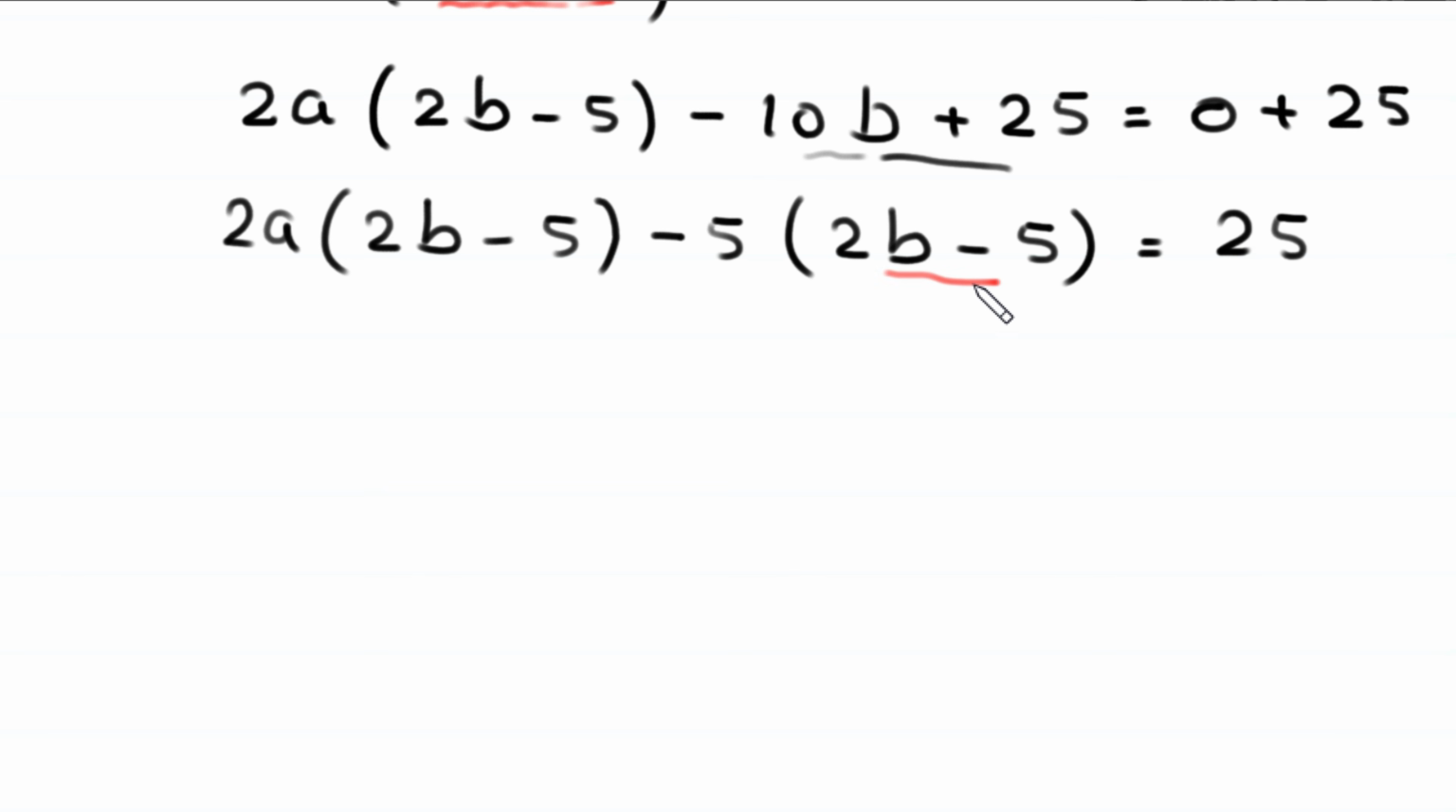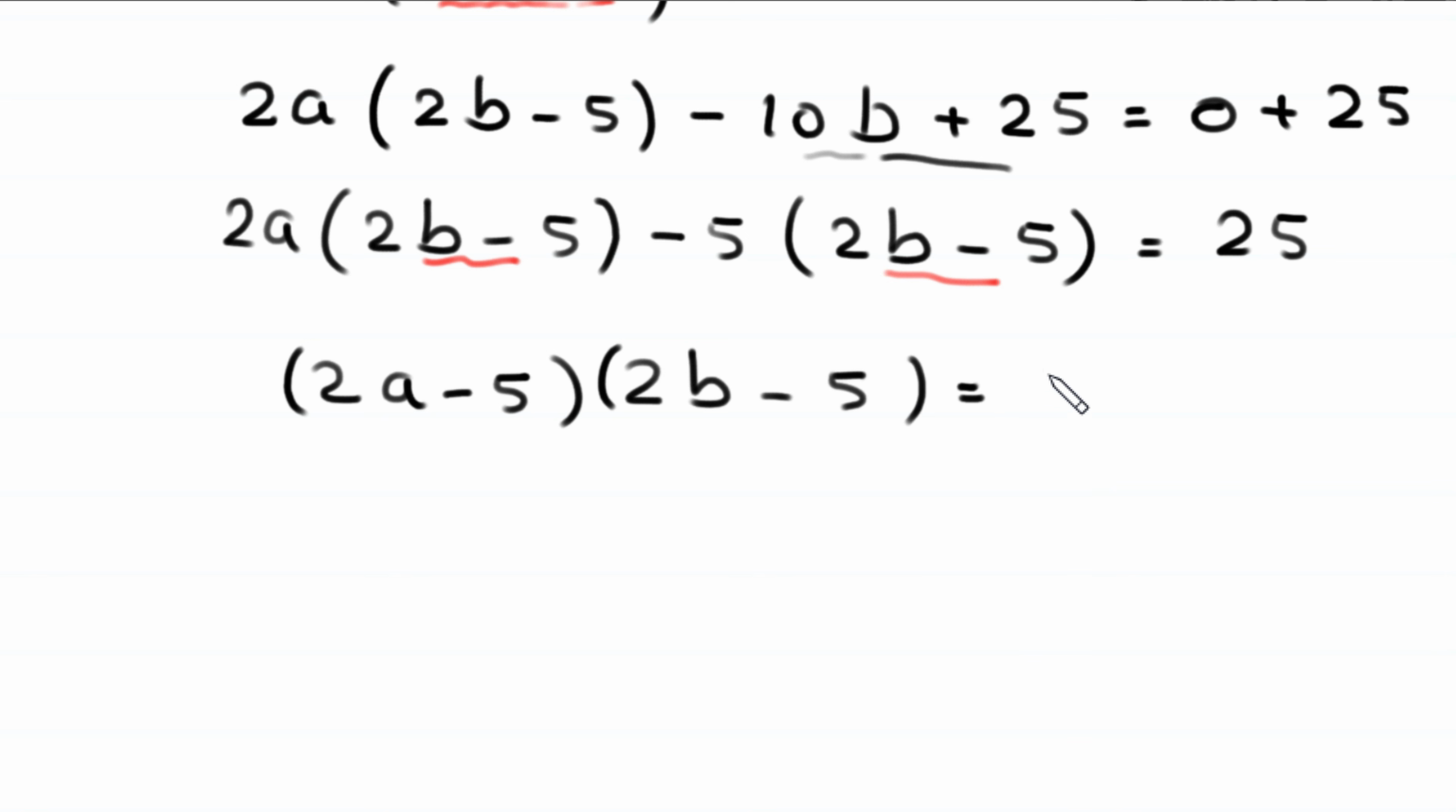Now this 2b minus 5 is a common factor, so we factor out 2b minus 5. So (2b minus 5) as a common factor, and in the bracket we are left with 2a minus 5, equal to 25. Now we have a product of two factors on the left hand side, and a and b are integers. So 2a minus 5 is also an integer, and 2b minus 5 is also an integer.